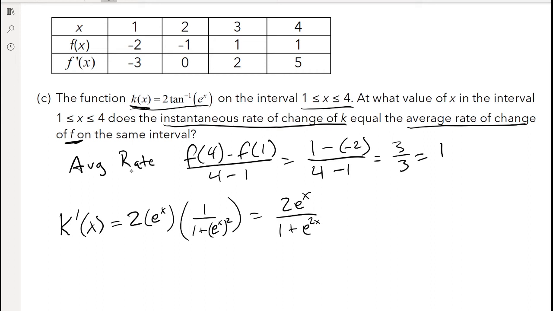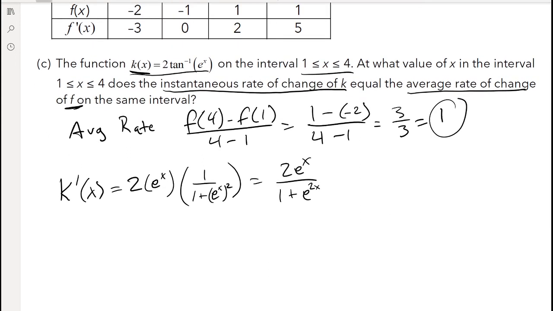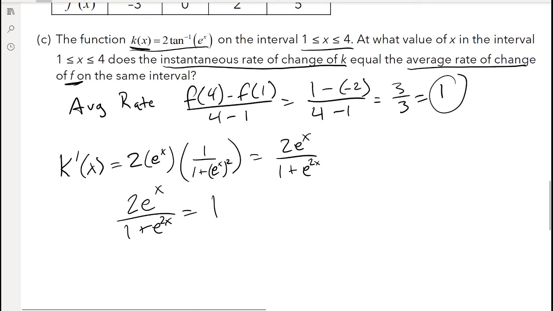Now, what I need to do is figure out when this is going to equal 1. And this part is some really weird higher level algebra problems. It's not really the calculus part. So I have here 2e to the x over 1 plus e to the 2x. When does this thing equal 1? When you're solving something like this, it might be nice to cross multiply this 1 plus e to the 2x over to the other side, so I don't have to deal with this fraction. And I would have something along the lines of 2e to the x is equal to 1 plus e to the 2x.